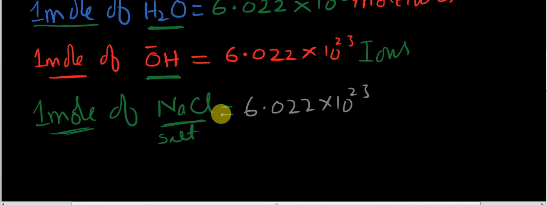Is this an atom? No, this is not an atom. This is not a molecule. Salt exists in the formula unit. So NaCl is not a molecule, not an atom, not an ion. NaCl is a salt, and salts are ionic compounds, and ionic compounds exist in the formula unit. So you will use the term formula unit. 1 mole of NaCl is equal to 6.022 × 10 to the power 23 formula units.